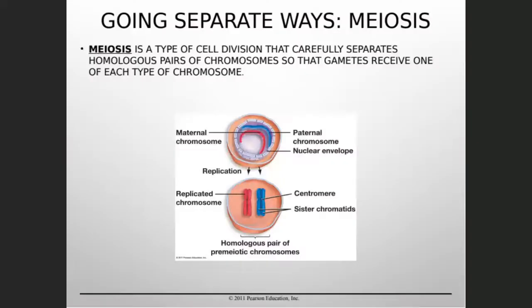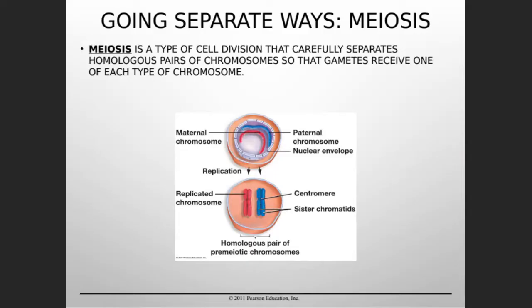All right, here we've got meiosis, going separate ways. They call it here: cells that carefully separate homologous pairs of chromosomes so the gametes receive 1 of each type. So let's say there's a bullet ant. It's got 1 chromosome pair, 1 from mom and 1 from dad. And you're going to get replication now before you make these sex cells. So you replicate mom's, the maternal chromosome, and you replicate the paternal chromosome, right? So 2 sister chromatids, 1 chromosome. You still only have how many pairs? You still only have 1 homologous pair at this point.